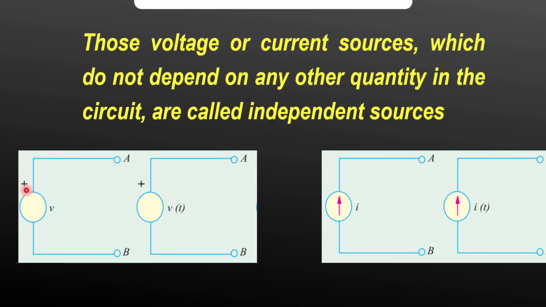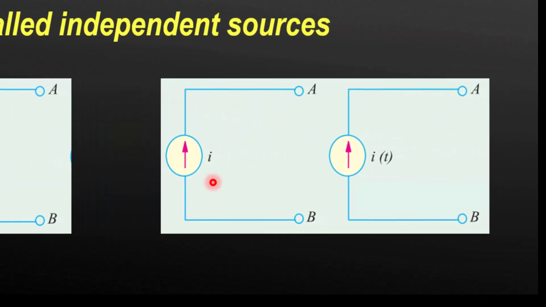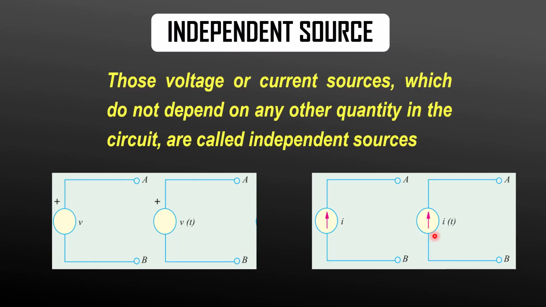The positive sign shows that terminal A is at higher voltage or potential than terminal B, whereas this is an independent time varying voltage source. Similarly, if we talk about the current source, it is represented by an arrow in a circle, and this is an independent current source and this is a constant source, whereas this is an independent time varying current source.